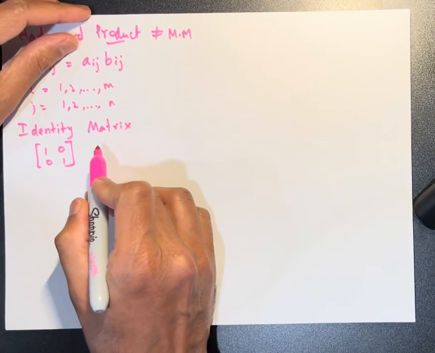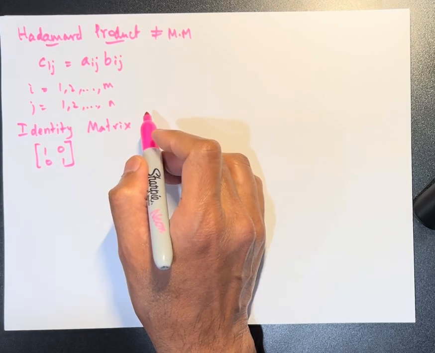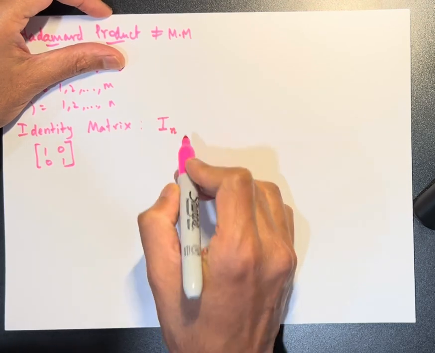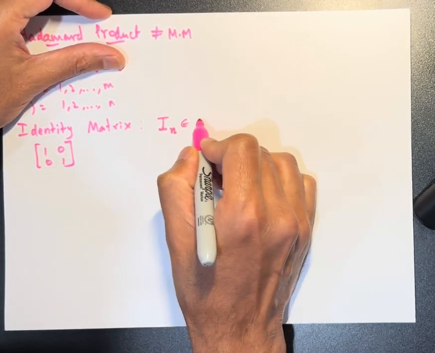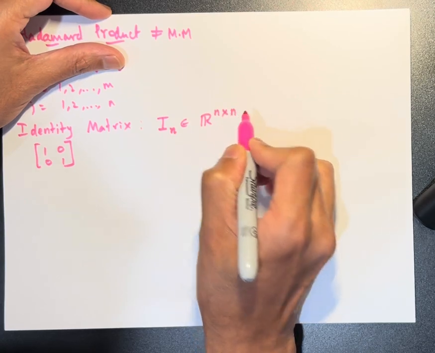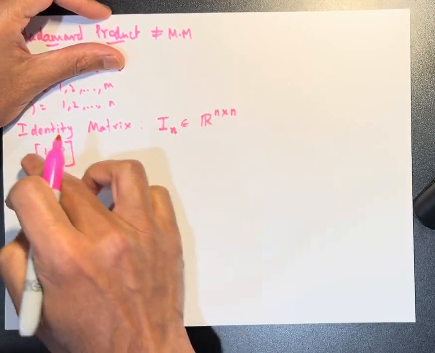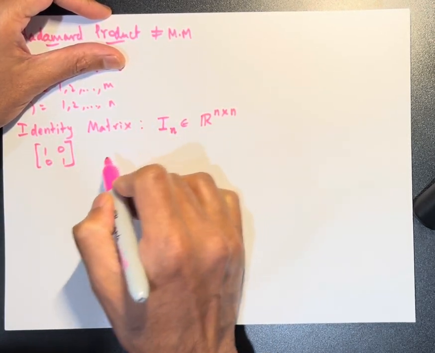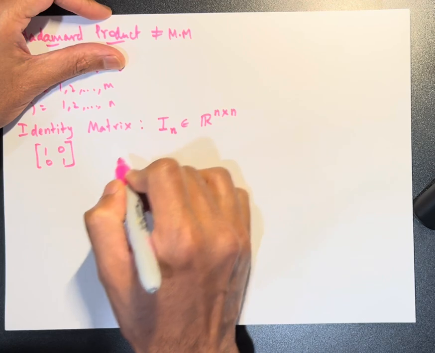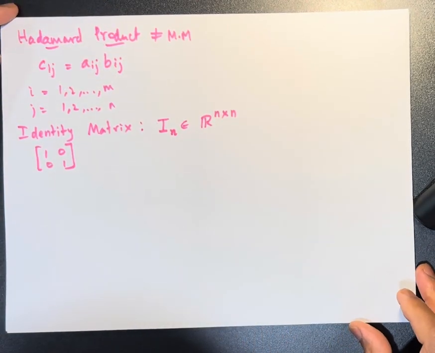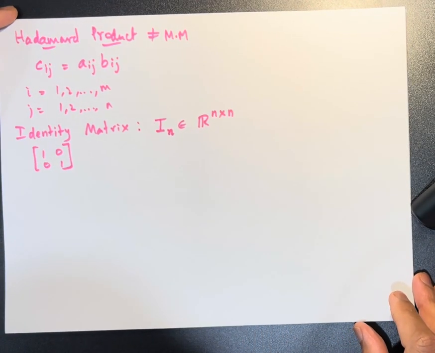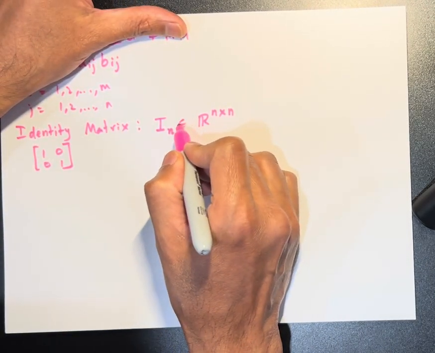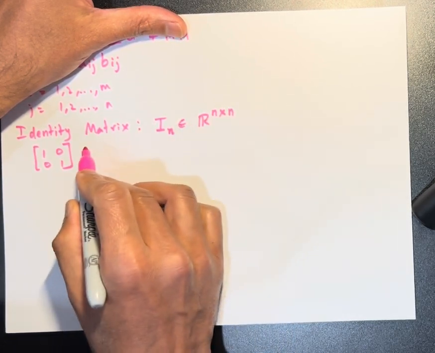It's called the identity matrix, and it's generally denoted by this notation I subscript n. So this belongs to R n by n. What does this mean? You'll have n diagonal entries all 1, everything else 0. And you take any matrix A whose dimension matches this. In this case A also has to match, the dimensions have to match.